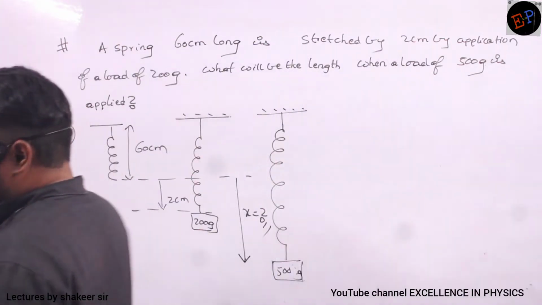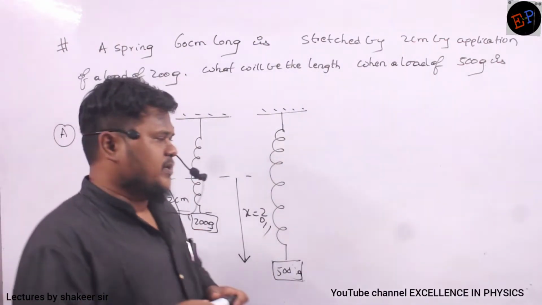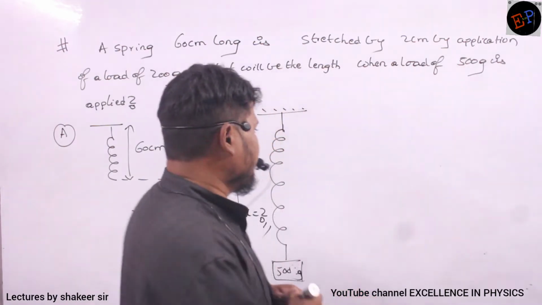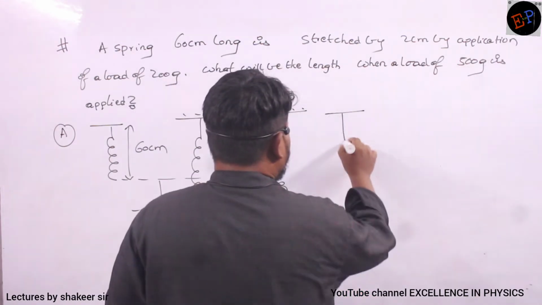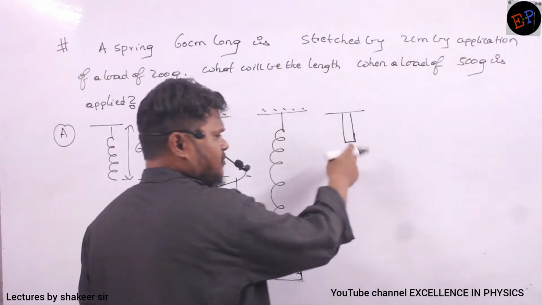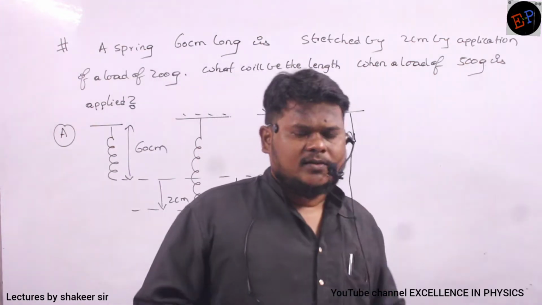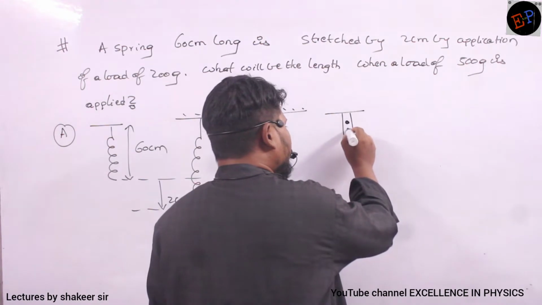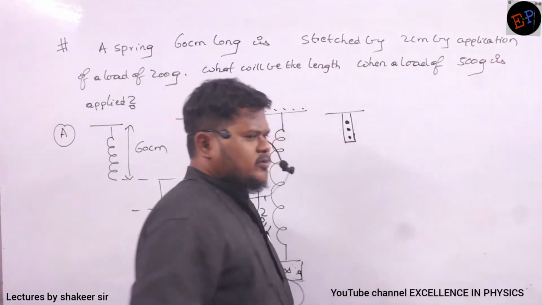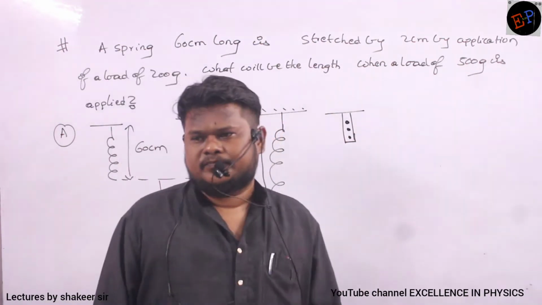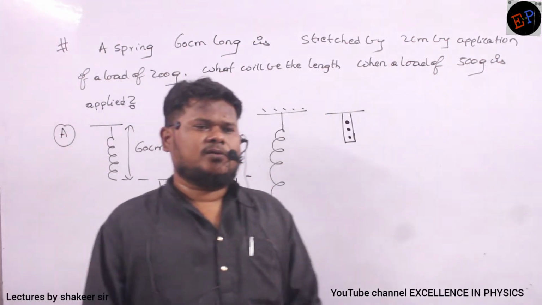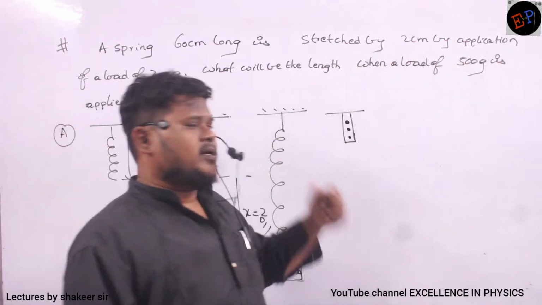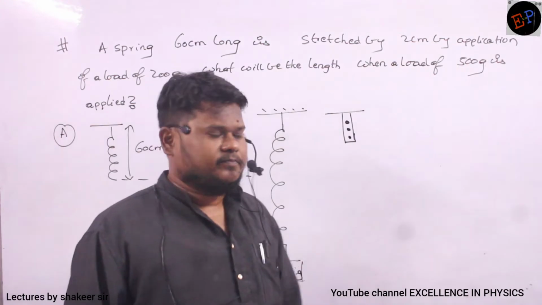See, my spring is the same spring, no? Already I said to you that a rod just behaves like a spring only. What is the reason? Because in between any two molecules, we can assume as if springs are present. Restoring forces will be there. Therefore the rod is also behaving like a spring.